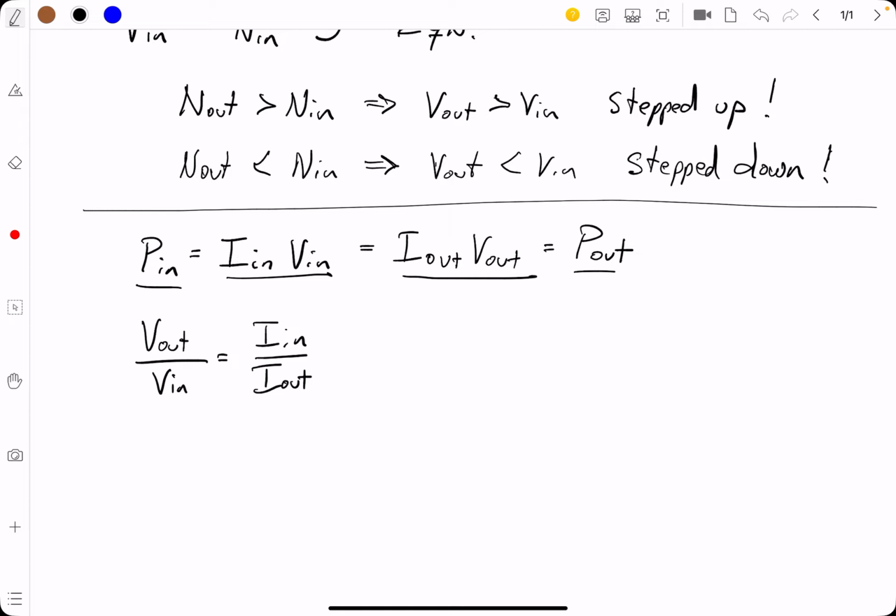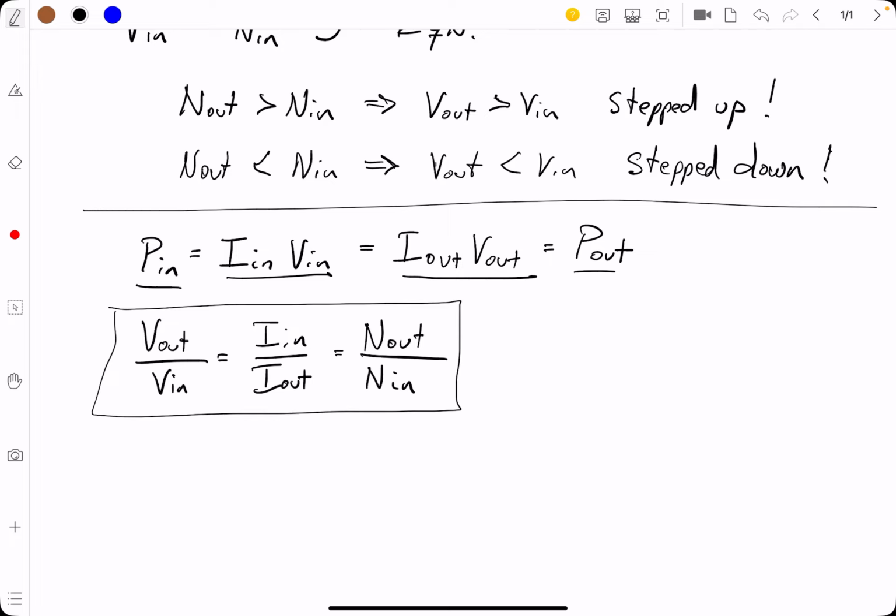And that also means that since N in and N out have the same ratio as V in and out, we can say that, all right? So these equations work well, all right?